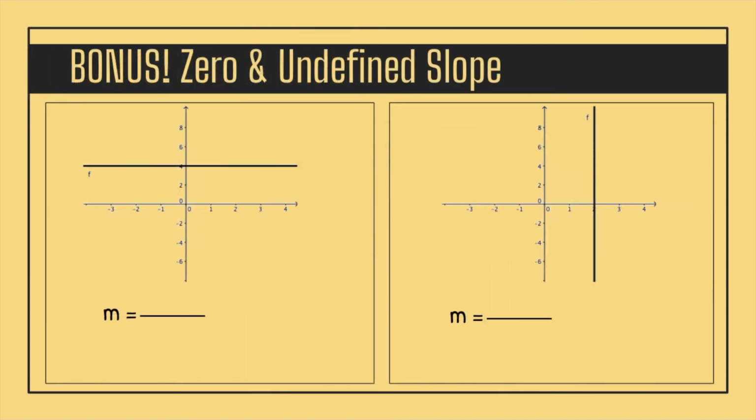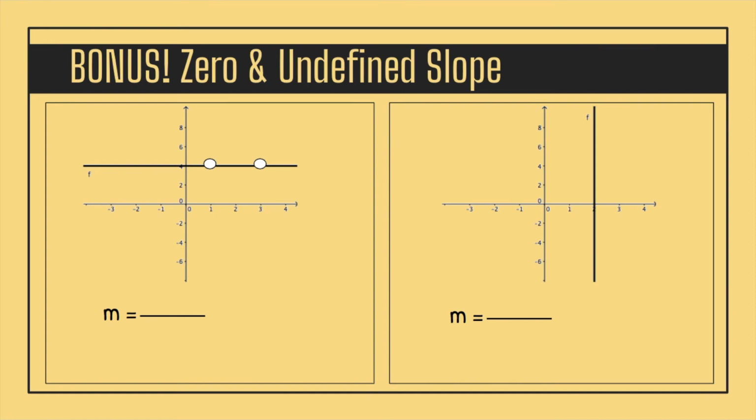Now we are done with examples for today, but we have a bonus on why we call our horizontal and vertical lines zero and undefined slopes. So let's use our slope equation to put this into perspective. Let's go ahead and pinpoint 2 points on our line. We have 1, 4 and 3, 4. So our point 1, 4 will be our x1, y1, and our point 3, 4 will be x2, y2.